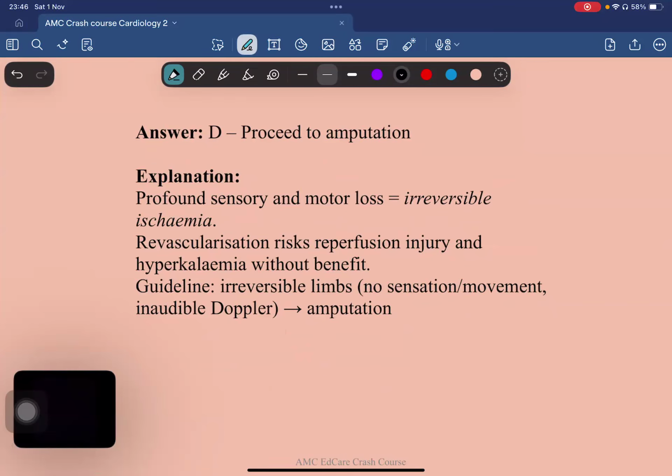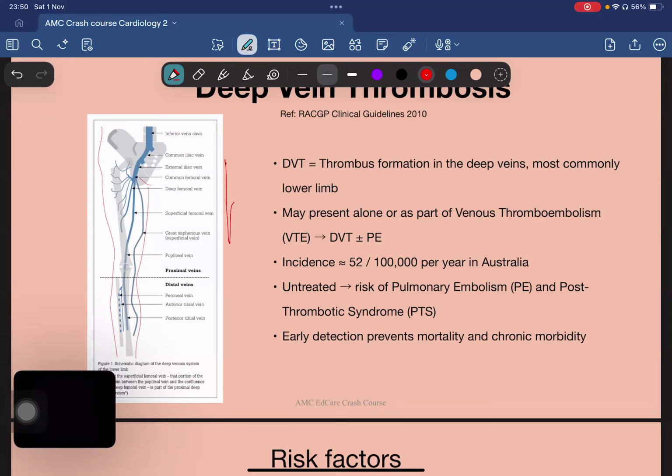In Australia, something we should know is that the incidence of DVT is about 52 per 100,000 people per year. That is something good to know. And if untreated, there could be a risk of pulmonary embolism and post-thrombotic syndrome. Those are also some of the complications we should know that can be very fatal, pulmonary embolism.